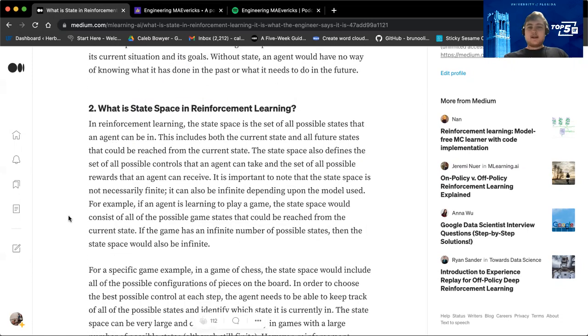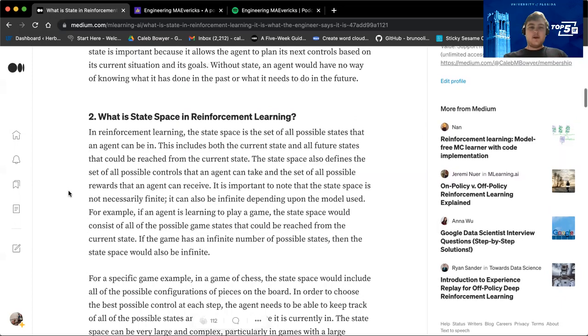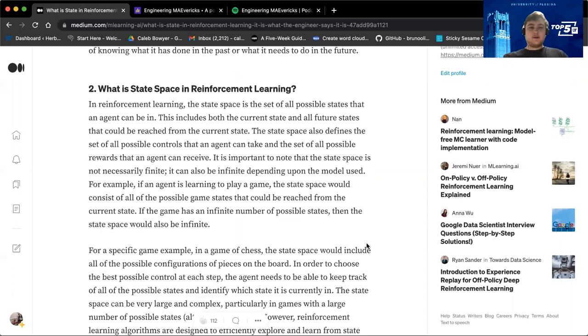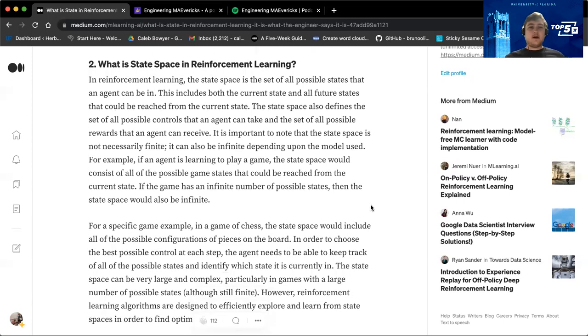Next, let's ask, what is state space in reinforcement learning? So we talked about what states are. State space is the set of all possible states. So in reinforcement learning, the state space is the set of all possible states that an agent could be in. This includes both the current state and all future states that could be reached from the current state. The state space also defines the set of all possible controls that an agent can take and the set of all possible rewards that an agent can receive.